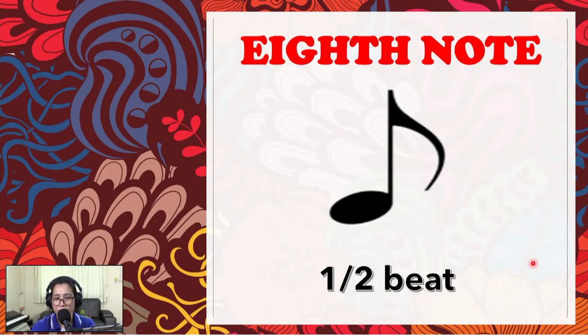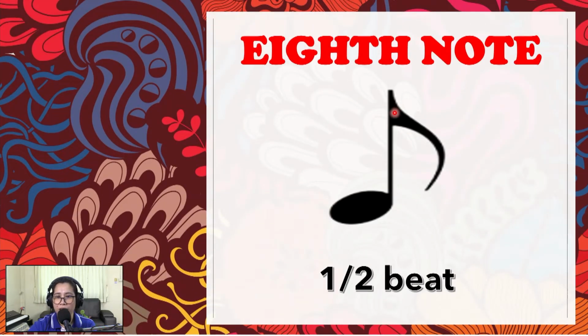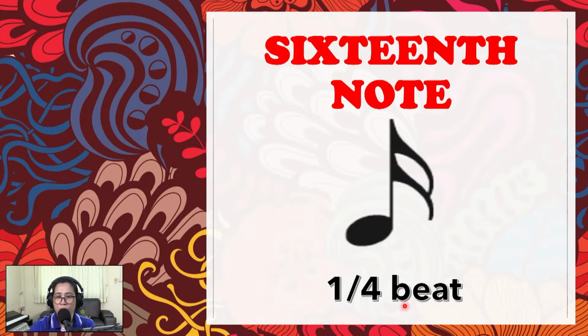Next, what note do we have? We have the 16th note. S-I-X-T-E-E-N-T-H, 16th, note, N-O-T-E. We see a blackened note head plus a stem, and we see two flags. What's the difference between the 16th note and the eighth note? The eighth note has one flag and a half beat. But the 16th note has two flags. That's the difference, and the beat as well. It is only a 1/4 beat.